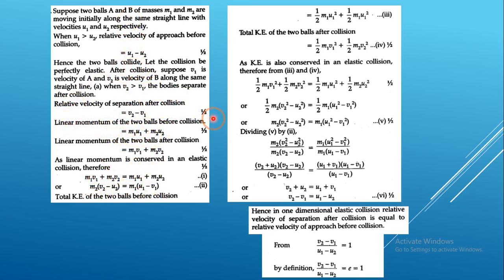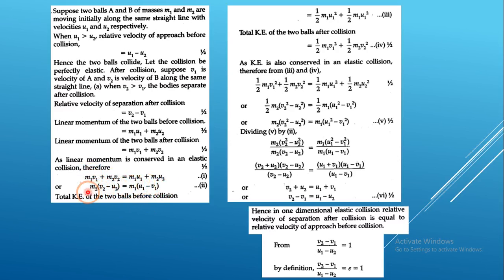Relative velocity is v2 minus v1. Linear momentum of two balls before collision is m1 u1 plus m2 u2. After collision, m1 v1 plus m2 v2. If it is conserved, then p1 is equal to p2. So m1 u1 plus m2 u2 is equal to m1 v1 plus m2 v2. Let's separate it for m1 and m2. It will become m1 v1 minus m1 u1 is equal to m2 u2 minus m2 v2, or m2 v2 minus m2 u2 is equal to m1 u1 minus m1 v1.